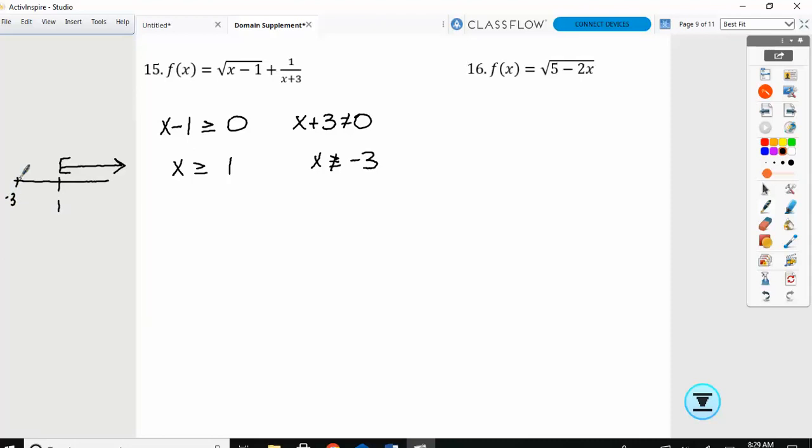If you are already bigger than 1, can you equal -3? No. So what's my domain? Bracket at 1 to infinity. We found that it has to be bigger than 1, and it can't be -3. But if you're already bigger than 1, we don't have to worry about the -3.